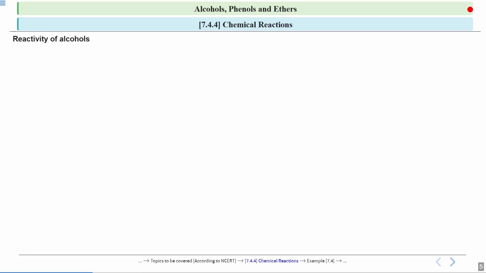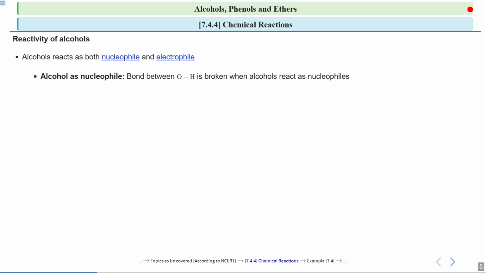If I talk about the reactivity of alcohols, then there is one thing about alcohol: it can react as both a nucleophile as well as an electrophile. So it can behave in both manners. Your nucleophile means it has electron density, and your electrophile means that the electron density is less. So first we will see how your alcohols act as a nucleophile.